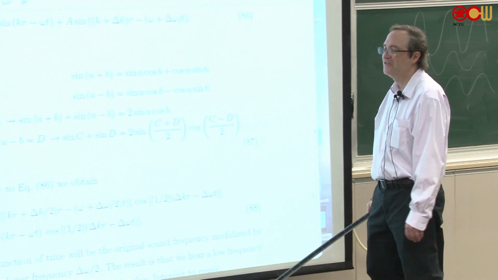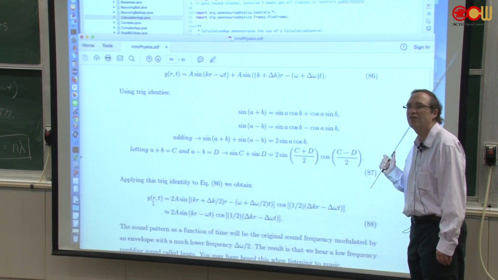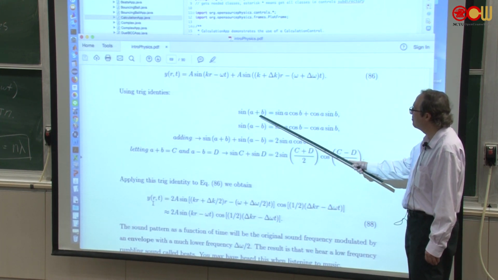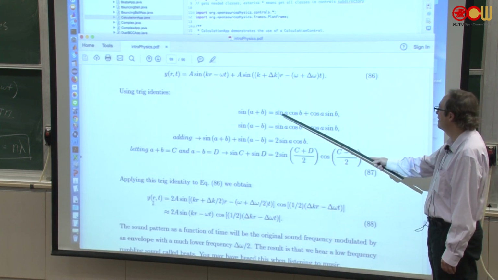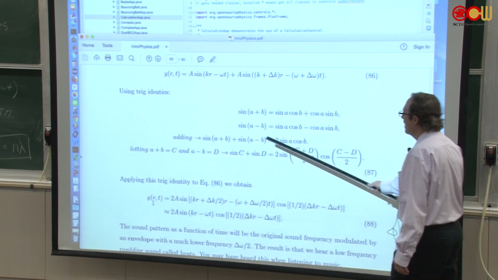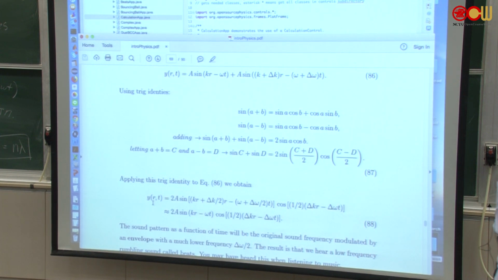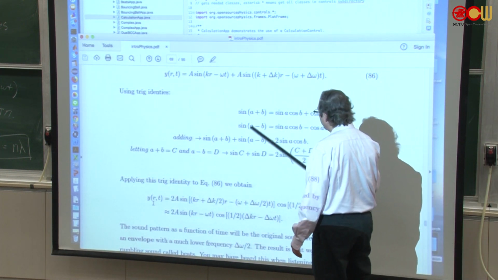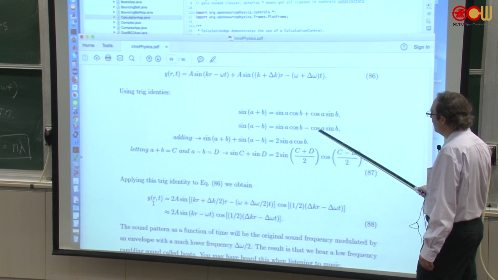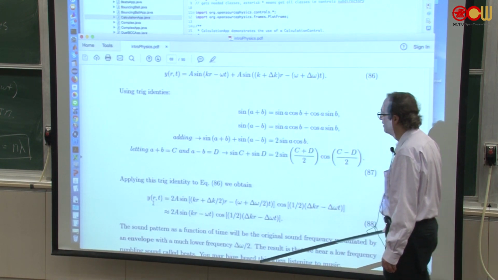All right. So in order to figure out how to do this mathematically, we have to recall some trig identities. Namely, the sine of a plus b is sine a cosine b plus cosine a sine b. And then you have sine a minus b equals this. All right? So we add these two together. And what you notice is this term cancels with this. And so you get 2 sine A cosine B.